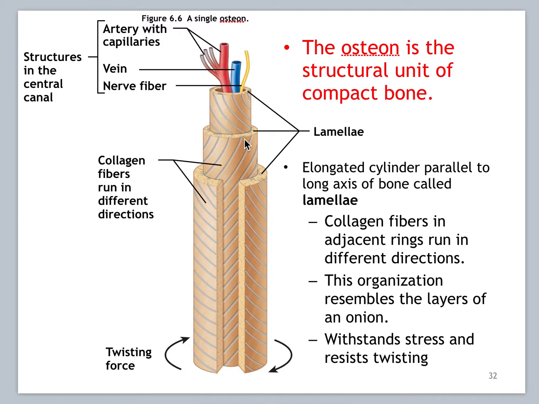See, this fiber runs at 90 degrees compared to this fiber. This fiber runs at 90 degrees compared to this layer, and these alternating layers of direction of collagen fibers add strength to the bone. It withstands stress and resists twisting, and that's what gives it an onion appearance. Each of these layers looks like a layer of an onion when you look at it from a cross-sectional view.